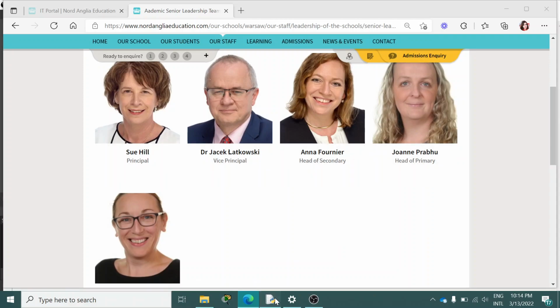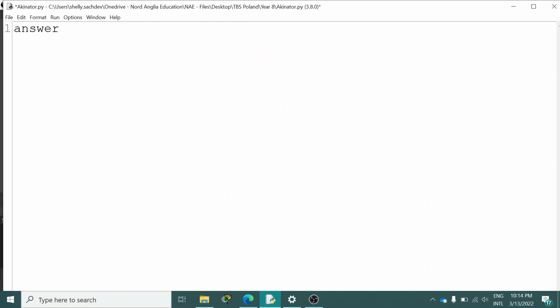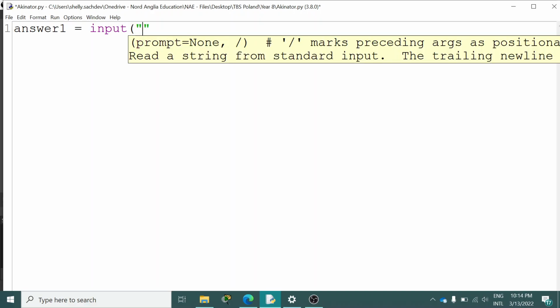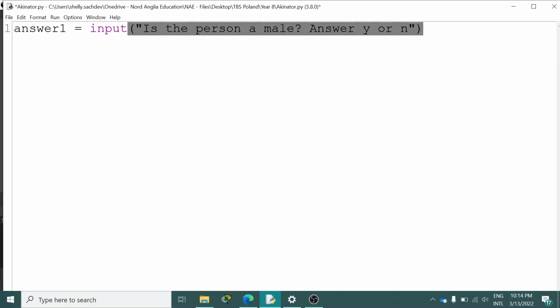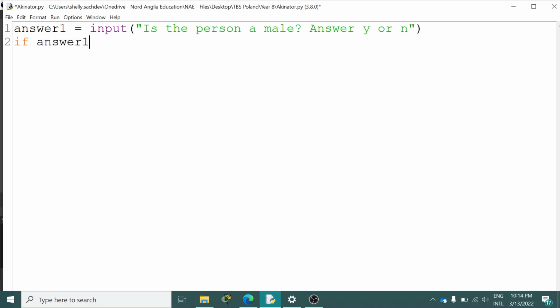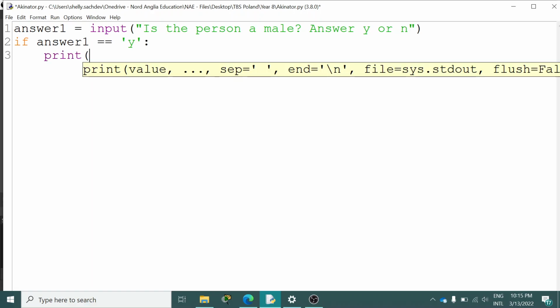So first question that I can definitely begin with is asking somebody that, is the person a male? Answer Y or N. So I'm asking a question to the person that, is the person a male or not, right? So if answer 1 is equals to Y, then I can very easily guess that it's the vice principal of the school.